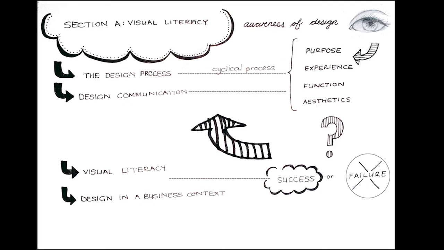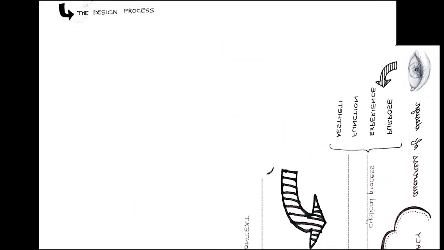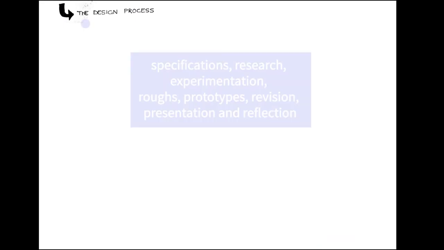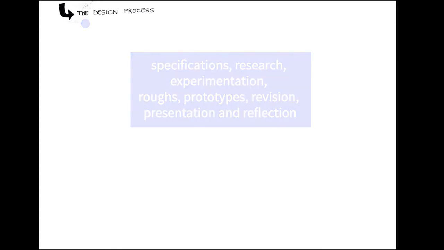Designs go through the design process. It communicates certain things to the audience. And it is successful if the designer uses visual literacy successfully. And all of this contributes to a design being successful. The design process is the stages of creative design. It includes specifications, research, experimentation, roughs, prototypes, revision, presentation, and reflection.